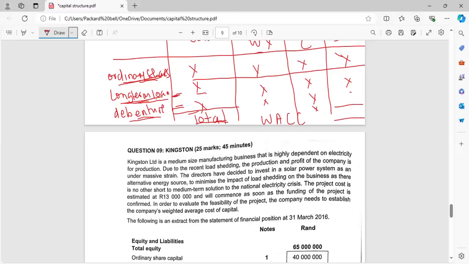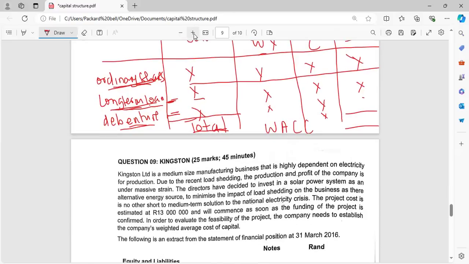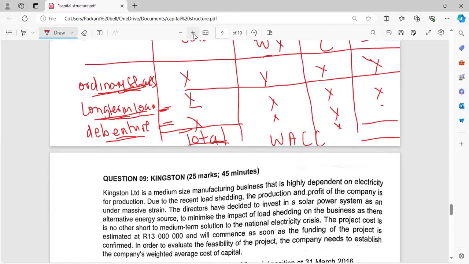Right. Let's look at this question, unless there's anyone with any other question from what we have just discussed. Let's look at this question, the long question, together. Right. Let's look at the question here.